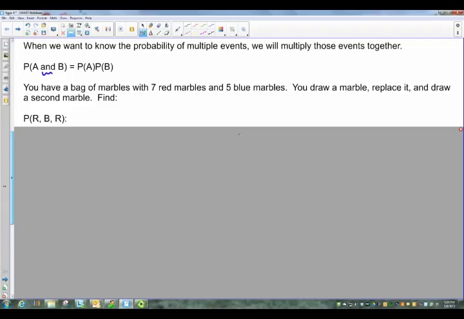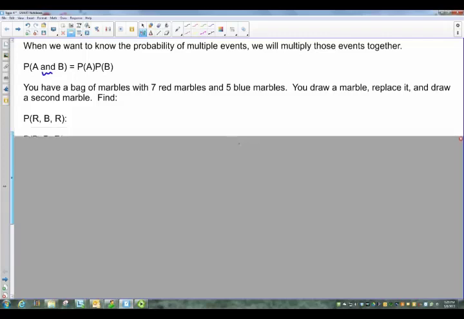Okay, so the example that they're going to go through, and we're going to see what you guys think, is you have a bag of marbles with 7 red marbles and 5 blue marbles. You draw a marble, you replace it, and then you draw a second marble. Okay, and then so on. We want to find the following. So we want to know what's the probability of pulling a red, then a blue, then a red. So we're pulling 3 marbles total.